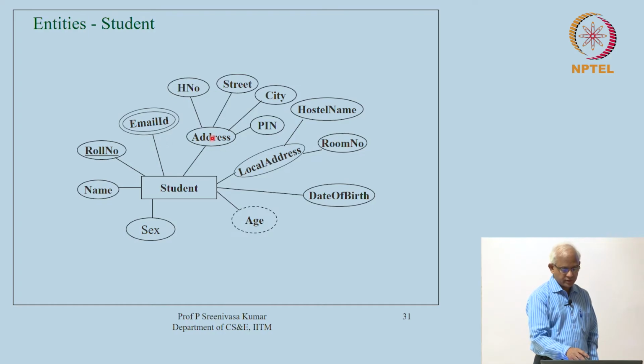Then we have address. Address is a composite attribute because it has house number, street, city and pin. And the local address is also a composite attribute because it has a hostel name and room. We are interested in date of birth, and age is a derived attribute, and we are interested in the gender of the student. So, these are the various attributes. We typically draw it like this.